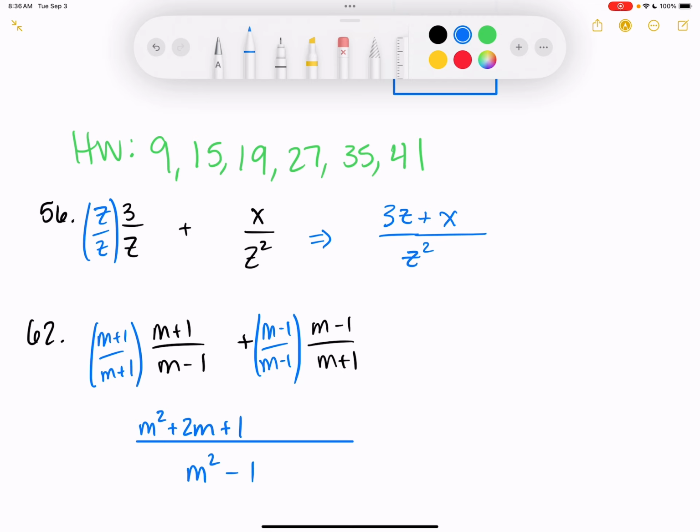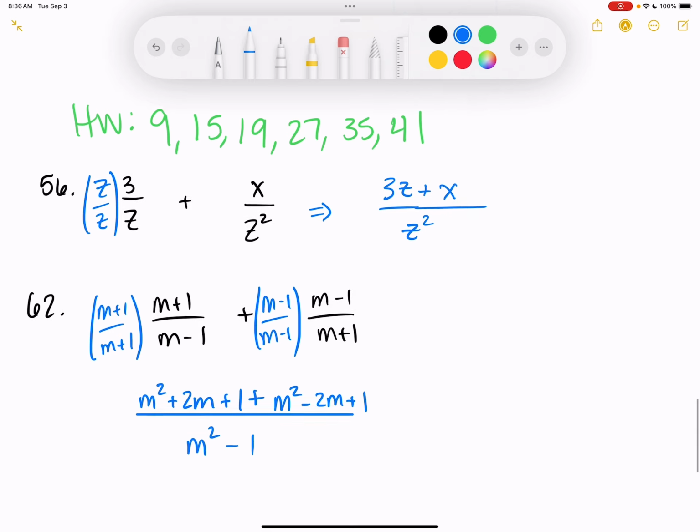Obviously, if you didn't recognize that, you can FOIL like normal, get the same thing. Plus, now if this was a minus sign, you would need to make sure you bracket everything after that off so that you don't lose the signs, but since it's plus, I don't have to do anything special. Over here, I have a perfect square trinomial again, but this time it's with a minus, so that's going to be m squared minus 2m. Remember, the sign of whatever's on there dictates the sign of the middle term, and then plus 1.